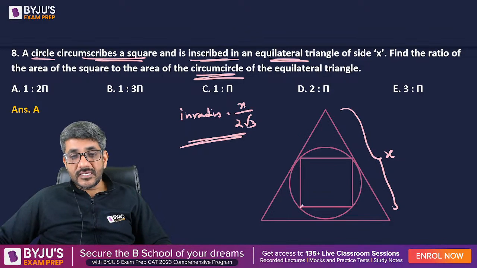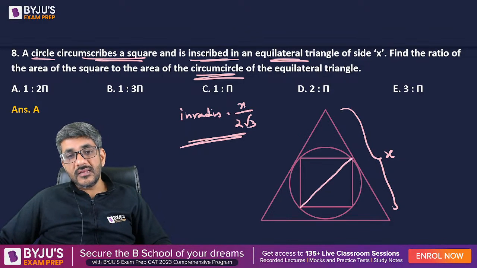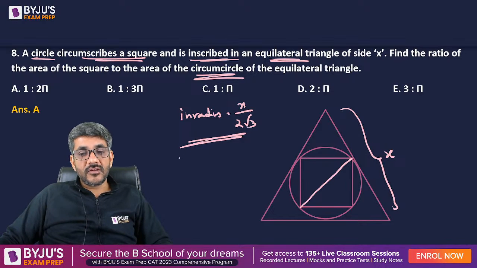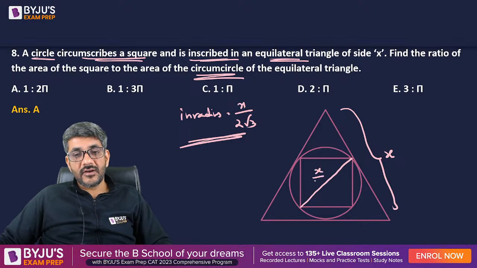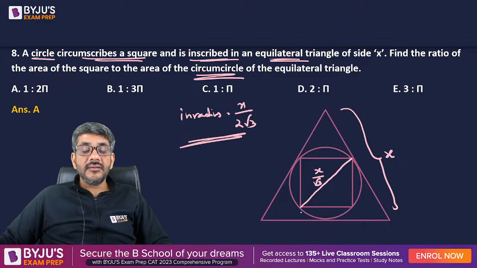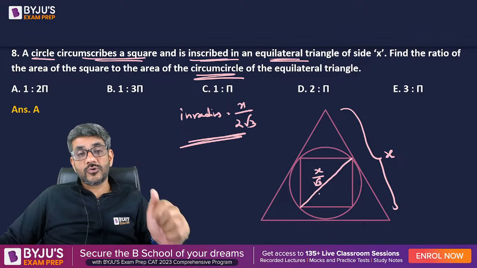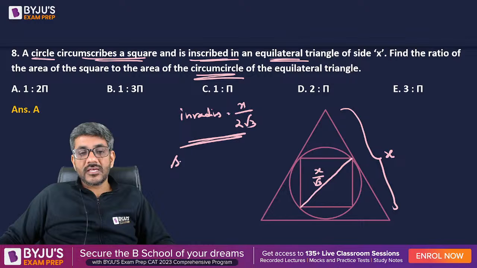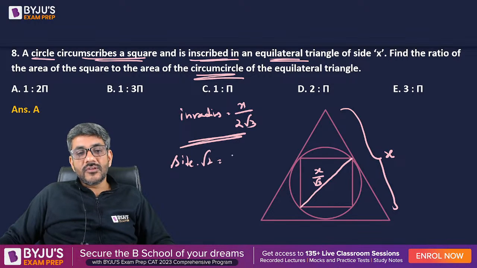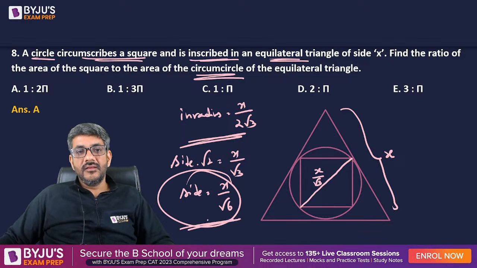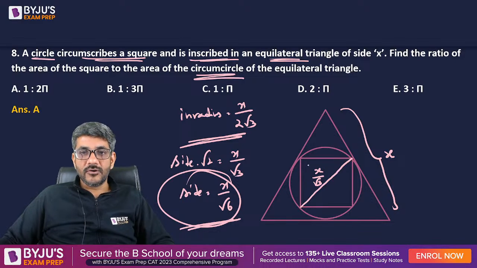That means the diameter of the circle is double of it. So the diameter of the circle becomes x divided by √3. But this diameter of the circle is the diagonal of the square. Diagonal of the square is side into √2. So if side into √2 is x by √3, that means the side of the square is x divided by √6. Side of the square is x divided by √6.